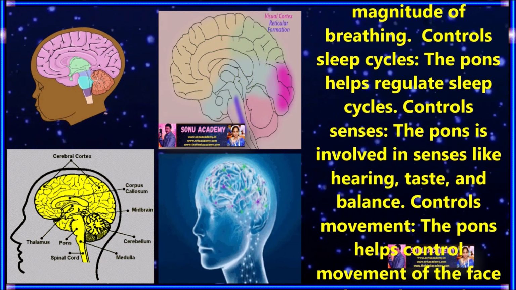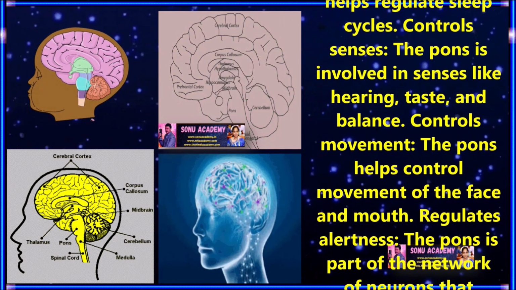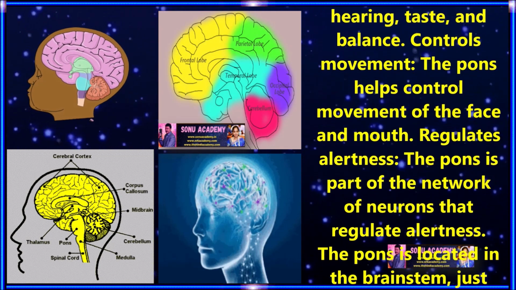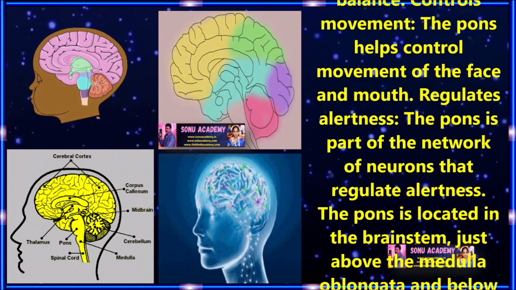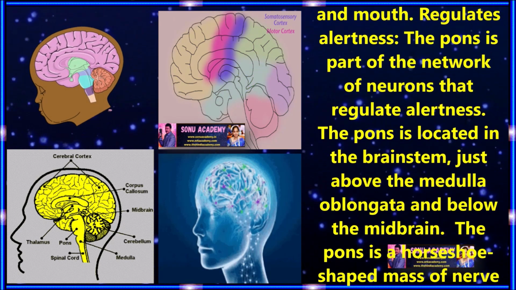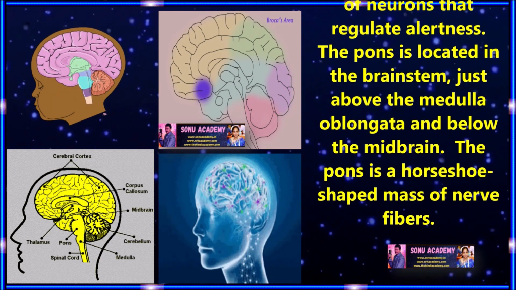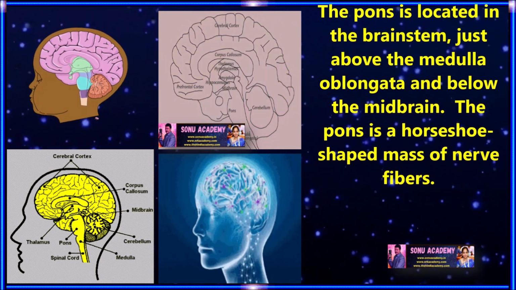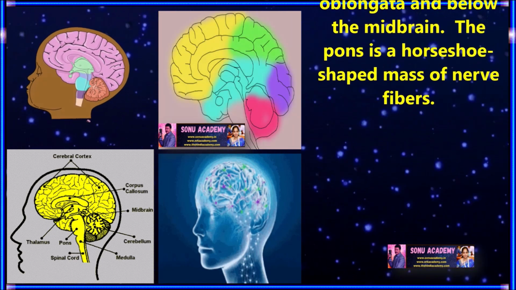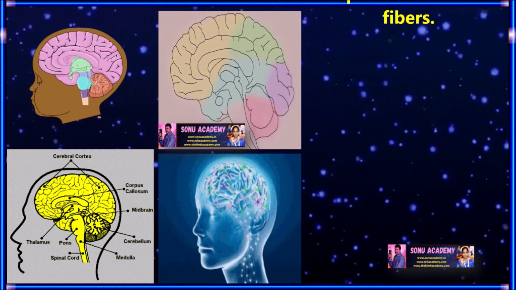Controls senses: the pons is involved in senses like hearing, taste and balance. Controls movement: the pons helps control movements of the face, mouth, etc. Regulates alertness: the pons is part of a network of neurons that regulate alertness. Children, now let us discuss where the pons is located. Already we discussed that the pons is located in the brainstem just above the medulla oblongata and below the midbrain. The pons is a horseshoe-shaped mass of nerve fibers.